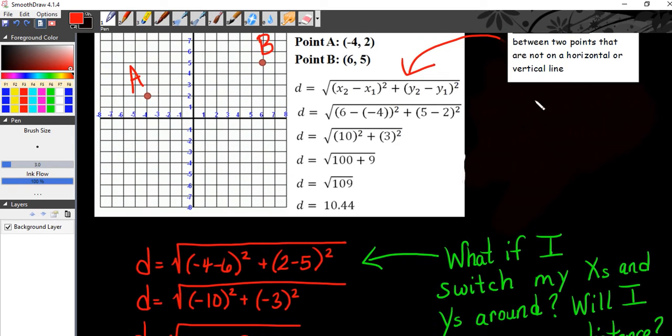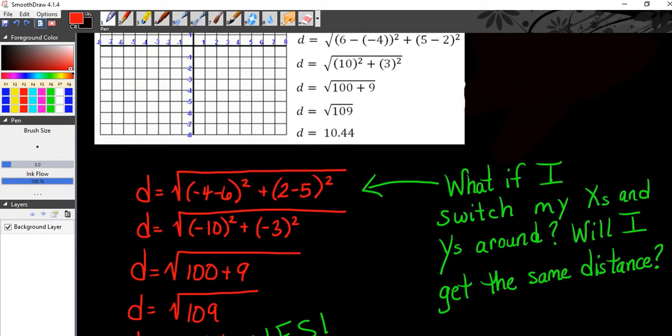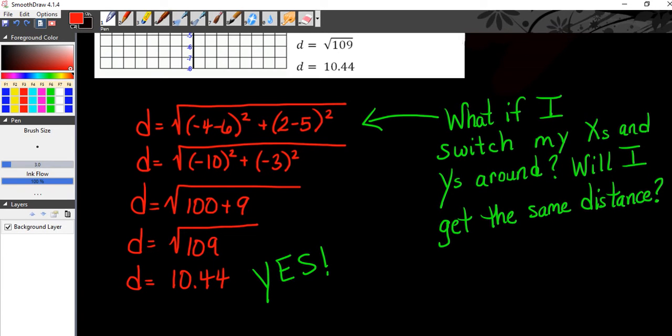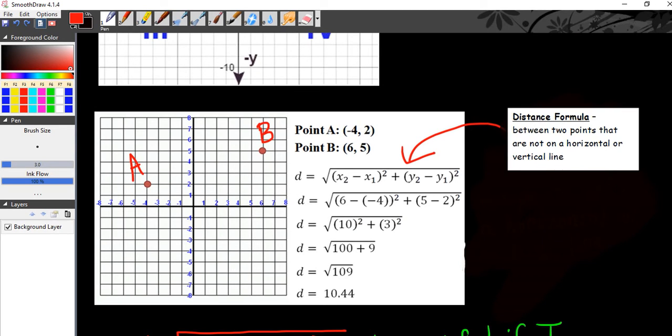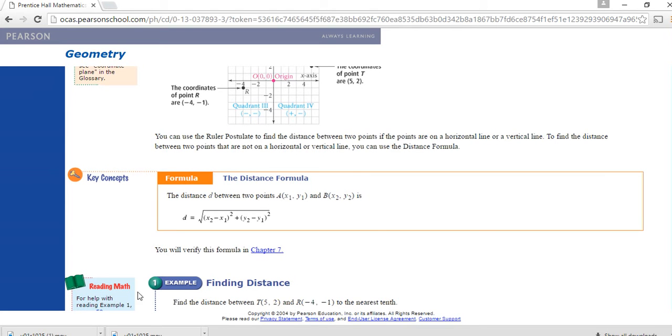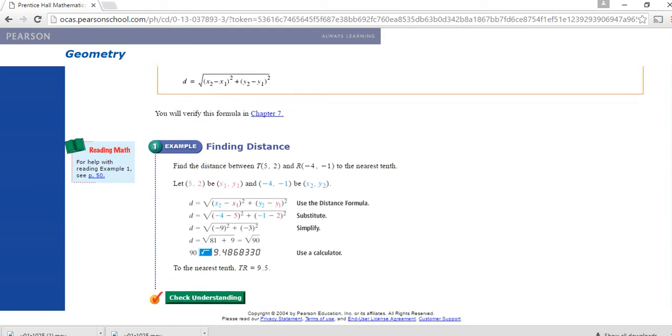Instead of 6 take away negative 4, I did negative 4 take away 6. And instead of 5 take away 2, I did 2 take away 5. And when I worked it all out, I have the same distance. So it does not matter which x you put first, you will still get the same answer as long as you pair the x's together and you pair the y's together. So that's the distance formula, finding the distance between 2 points that are not a horizontal or a vertical line. So if we move over to the book, I want you to use the distance formula on this problem.